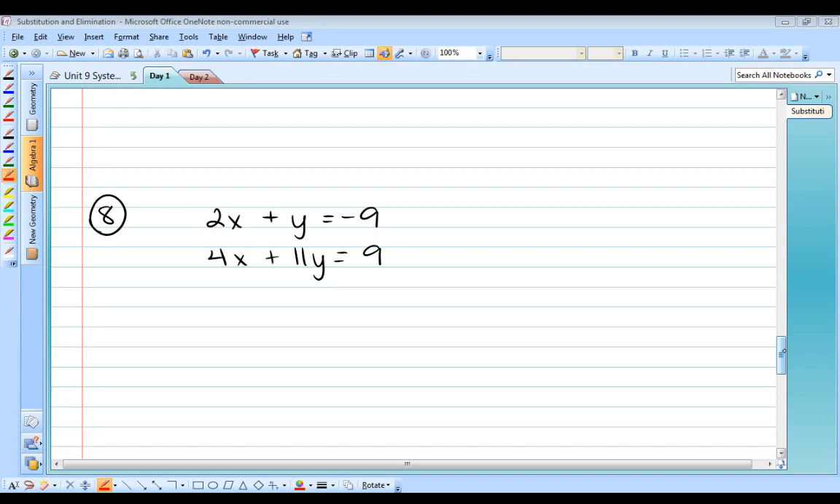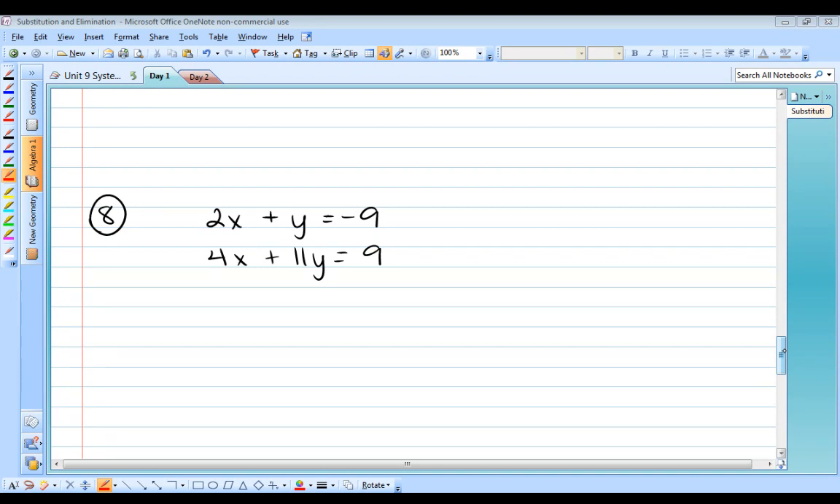Nothing's ready to eliminate, is it? No. So we have to decide if we want to eliminate x's or y's. I could multiply the top row by 2 to eliminate my x's, or I can multiply the top row by what? Negative 11. Now, if I'm multiplying, I usually want to multiply by what's going to get me smaller numbers, right? Because if I multiply 9 times 11, what am I going to get? 99. I don't want to be dealing with 99.